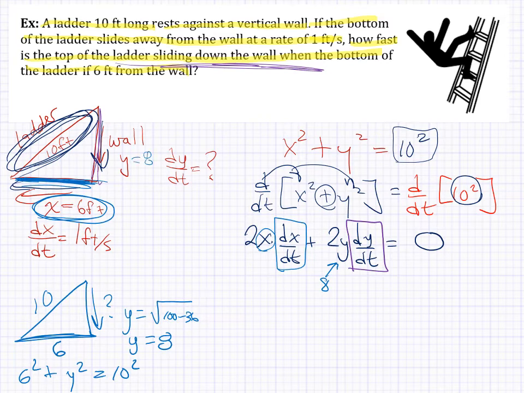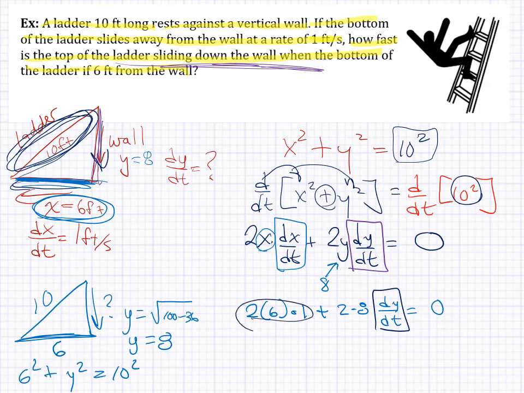So filling all that in, we have 2 times 6 times the change in x, which is 1 foot per second, plus 2 times 8 dx, dy dt equals 0. We could then solve for dy dt fairly simply. So this will be 12, move it over, divide by this 16, so dy dt equals negative 12 over 16, which is negative 3/4. And we put a unit of measurement on there.